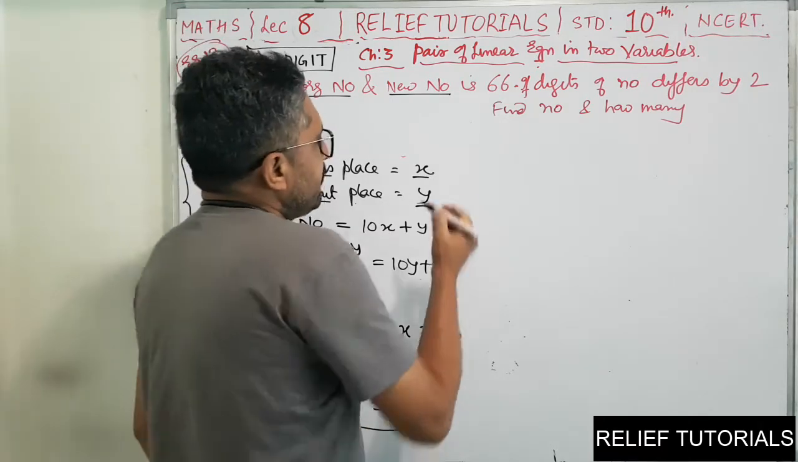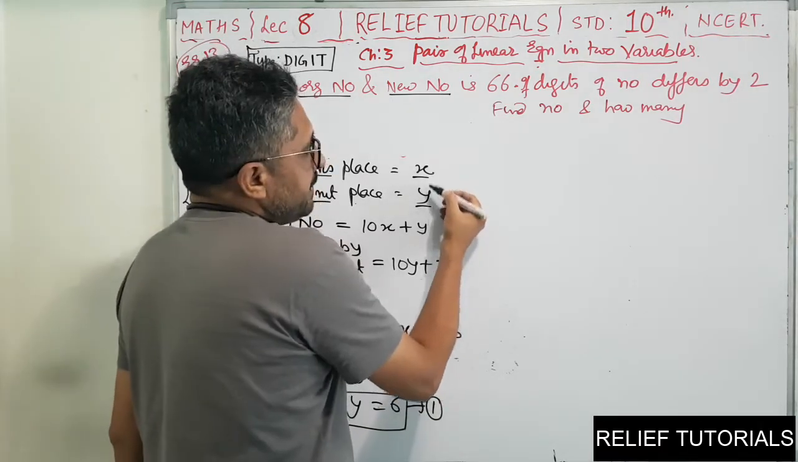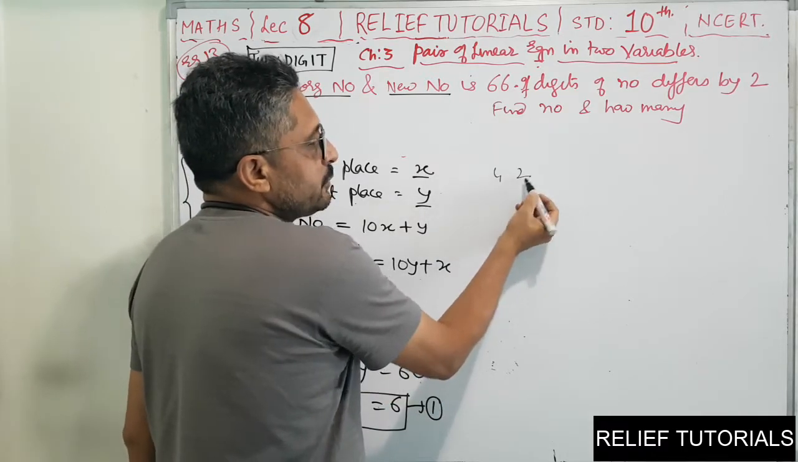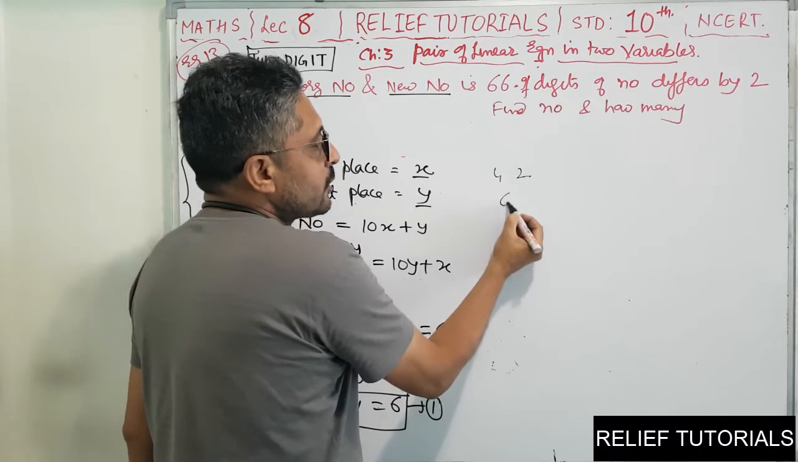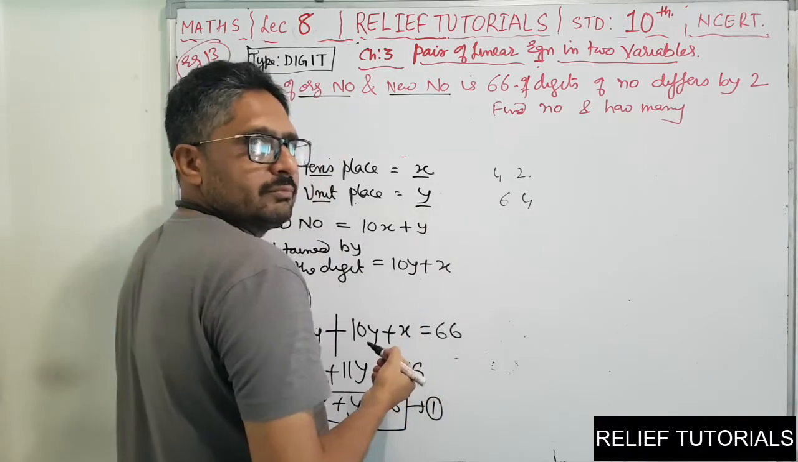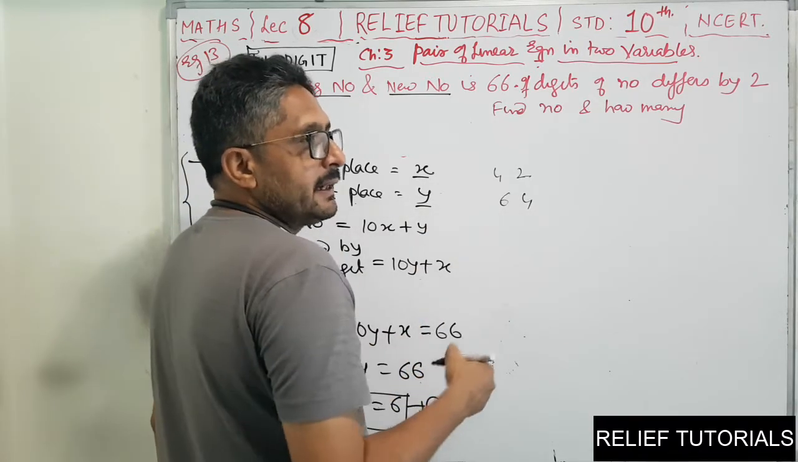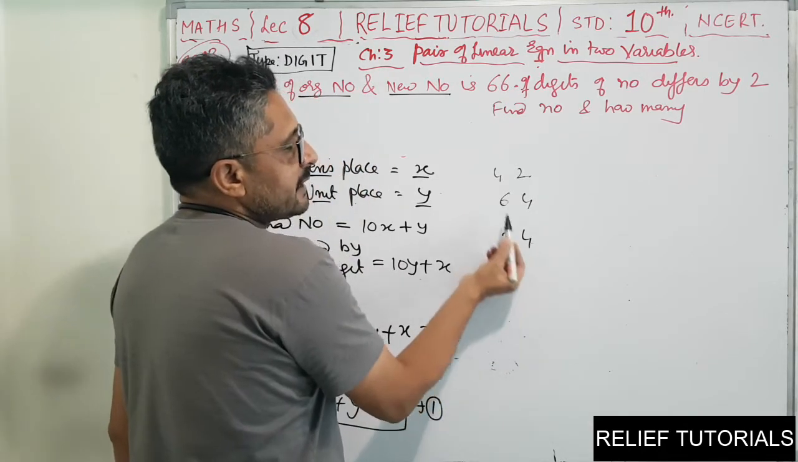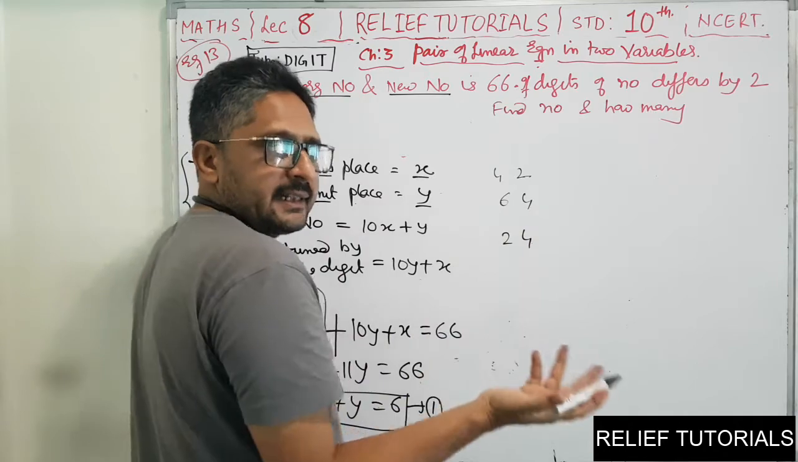See here. One digit is x, one digit is y. So x may be bigger, y may be smaller. Clear? And they differ by 2, like this 42. So both these numbers differ by 2. Or 64, see, 6 minus 4, 2. Clear? Or it may be in other case also, see here, 24. So x is smaller, y is bigger. Here x is bigger, y is smaller. Anything can it be. Why?